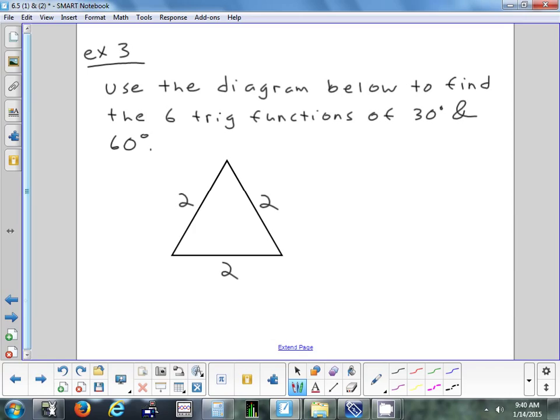Now I want to find the 6 trig functions of 30. If we can do 30, we can do 60. We'll see if we do both, maybe we'll just do one, using that diagram. How can I do that? Yeah, you split it in half. Split it right down the middle. So now, what does that do? It makes it into 2 right triangles. And what do you know if you compare these 2 right triangles? There's a name if you compare the 2 of them.